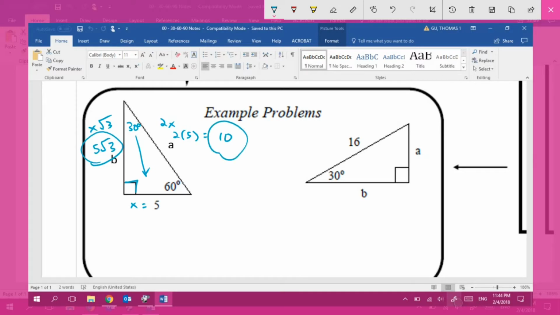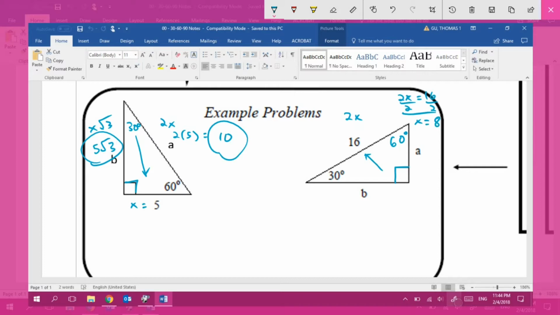Now let's take a look at this one up here in the top right. There's a 30-degree angle listed and a 90-degree angle shown right here. So what's that third angle going to be? 60 degrees. This time they give us the side across from the 90-degree angle. Remember, it's 2x. So in this case, 2x equals 16. What's x? If we divide both sides by 2, then x is 8.